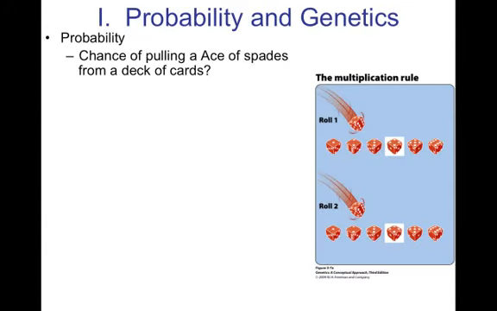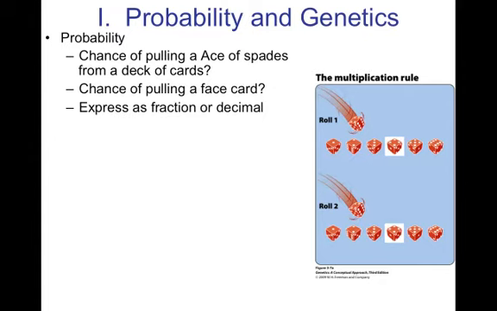So let's think about some basic probabilities. For instance, what's the chance of pulling an Ace of Spades from a deck of cards? Well, we know there are 52 cards in a standard deck of cards, and there's only one Ace of Spades, so it would be a 1 out of 52 chance. Chance of pulling a face card. Well, we know there are how many face cards? There are 12 face cards, so it would be 12 out of 52, and of course you could reduce that down. When you determine these probabilities, for the purpose of this class, you can express it as a fraction or as a decimal. I want to first look at the multiplication rule.